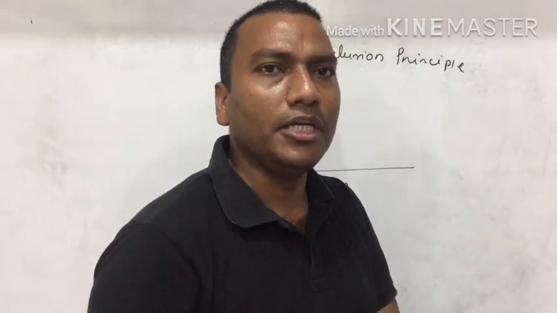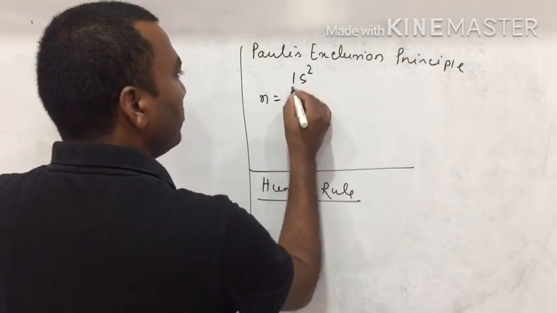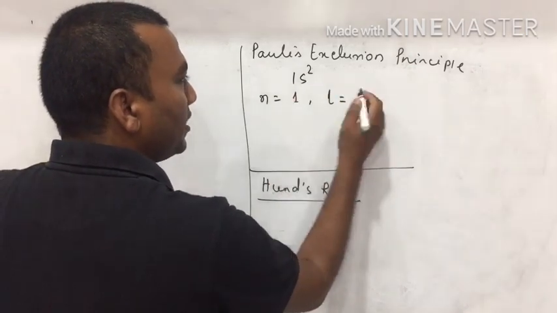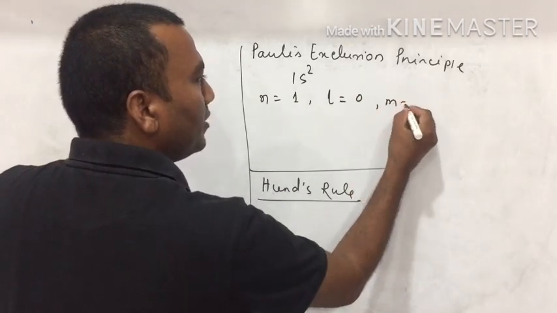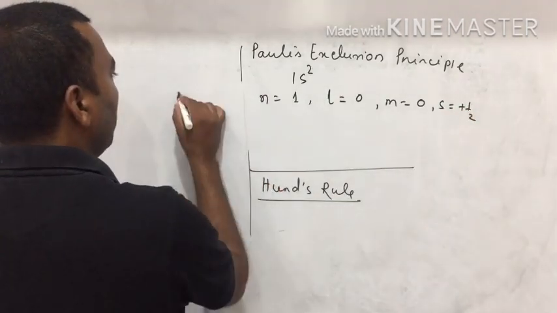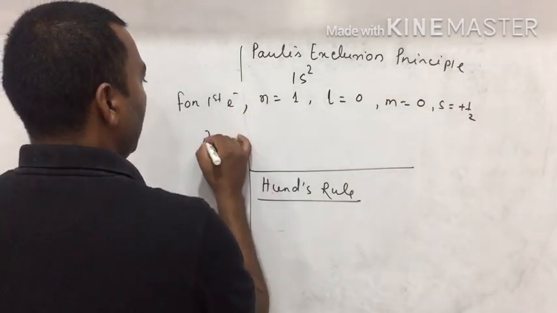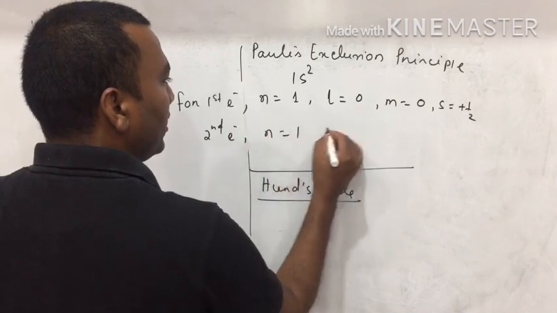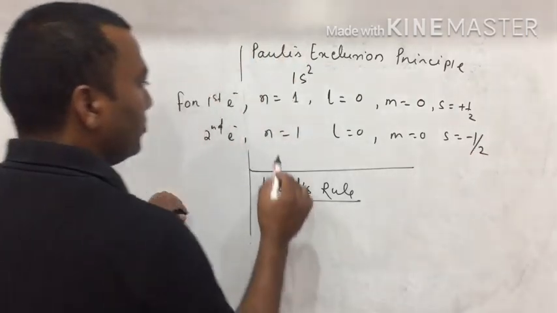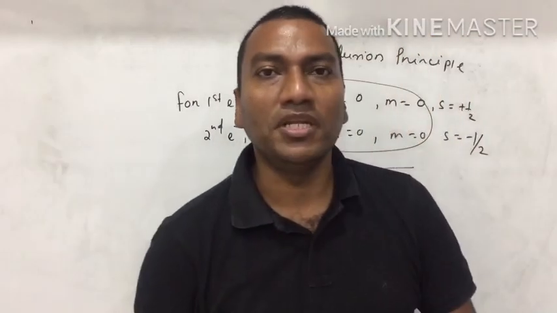Understood? Spin is never equal. Suppose I am writing 1s2. Its n value is always 1. The l value for an s subshell is always 0, and m ranges from minus l to plus l, so it is 0. For the first electron, s equals plus half. Similarly, for the second electron, n is 1, l is 0, m is 0, but s is minus half. So you see, three quantum numbers may be equal, but the fourth quantum number, spin, is never equal.